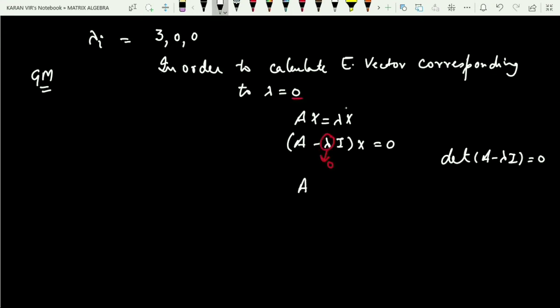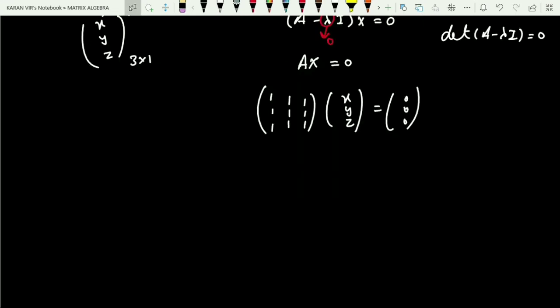A x is 0. Since A is a 3 cross 3 matrix, x will be a 3 cross 1 vector. Now just substitute the values here. You know that this is a rank 1 matrix, so all these entries will be 0 on converting this matrix into echelon form. So what you are left with is x plus y plus z equals 0, or I can say that x equals minus y minus z.